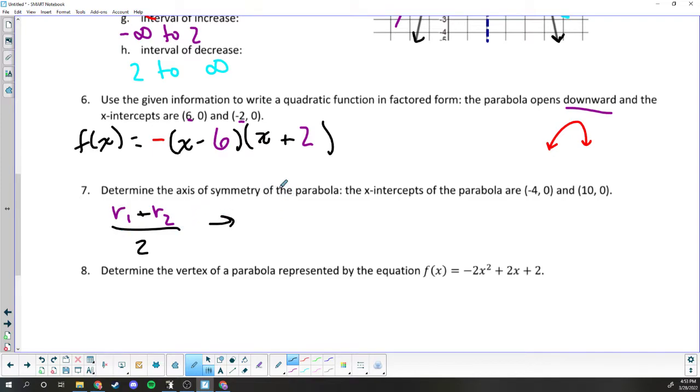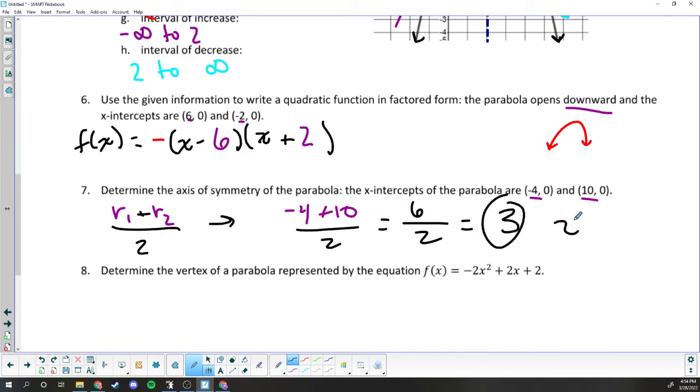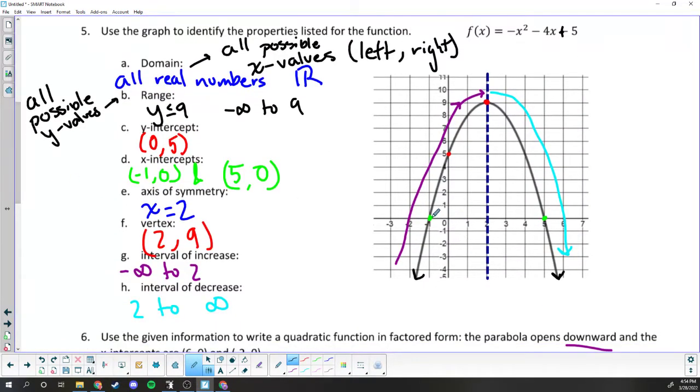So in this case, our R1 is -4, and our R2 is 10. So we go -4 plus 10, and then divide by 2. That is 6 over 2, which is 3. So the axis of symmetry is at x equals 3. And that's your answer. I just found the middle between the two zeros. If I did the same thing here, I'd say -1 plus 5, that's 4. Divide by 2 is 2. And guess what? Our axis is at x equals 2.